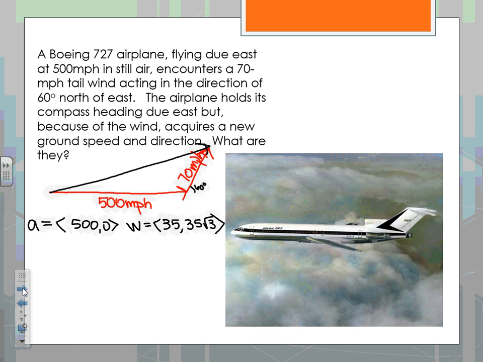So what are we going to do with A and W? Now I'm hungry. So we have 35, 35 radical 3. So that is our new vector. But I want to know the speed and direction.